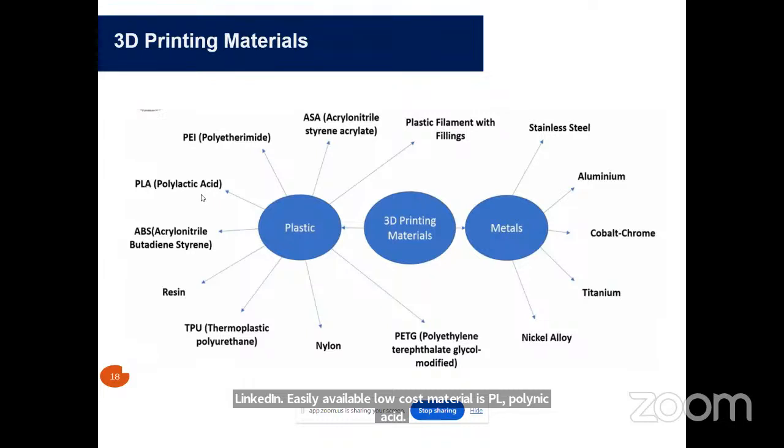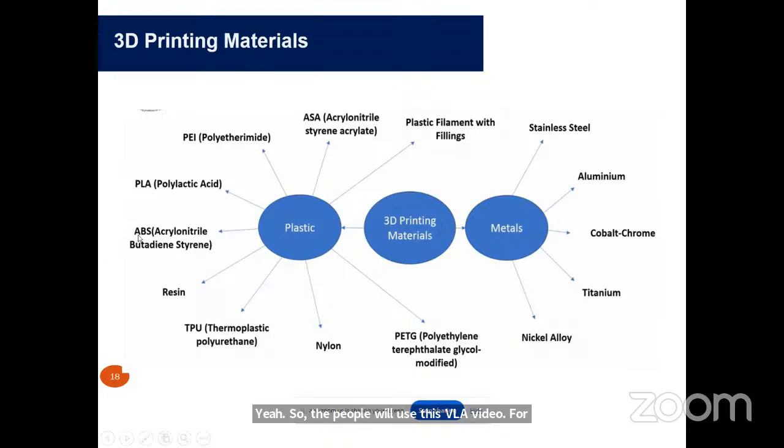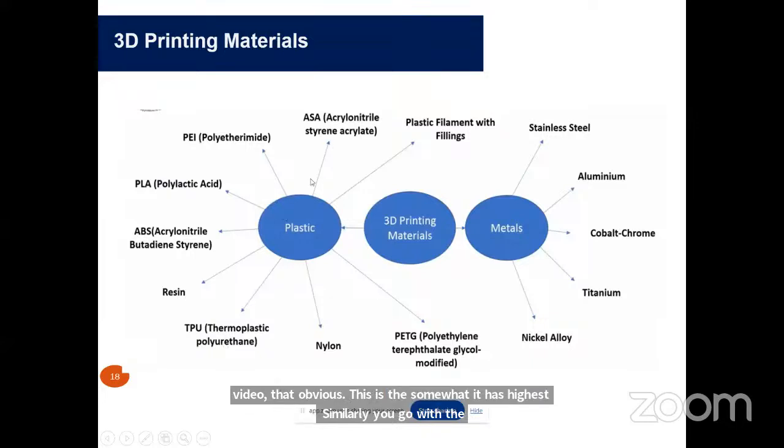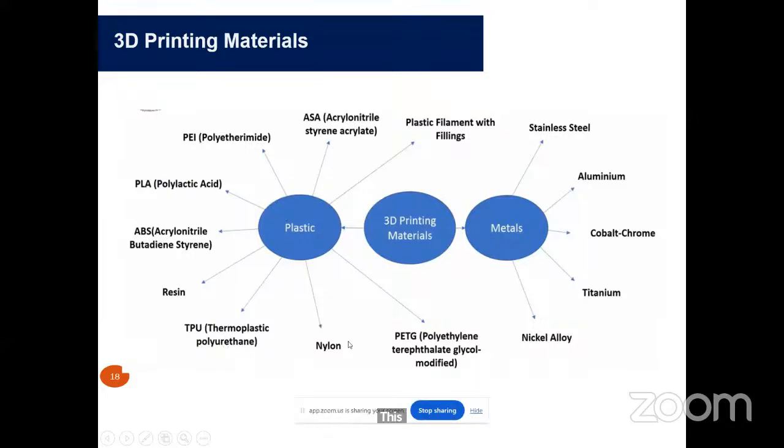Some other easily available low cost material is PLA, polylactic acid, which is a biodegradable material. So normally people will use this PLA material for biomedical applications as well. Then ABS, which has somewhat higher strength compared with PLA. Similarly, we go with PEI, ASA, and TPU. These are some materials. Nowadays, nylon finds a lot of applications in 3D printing.